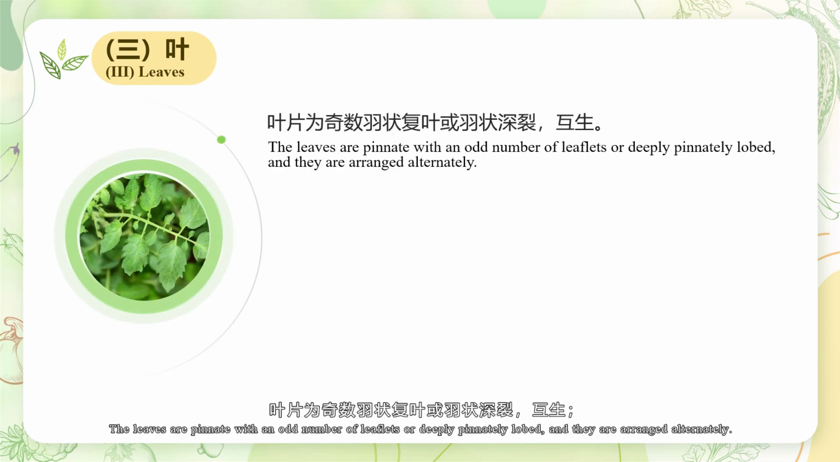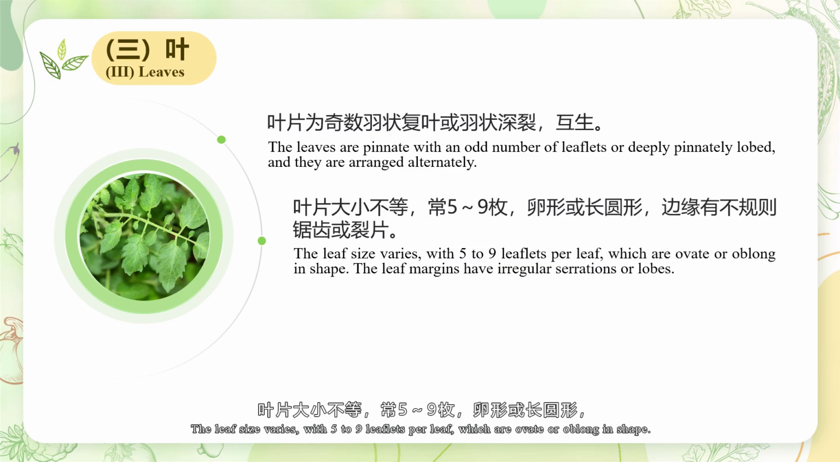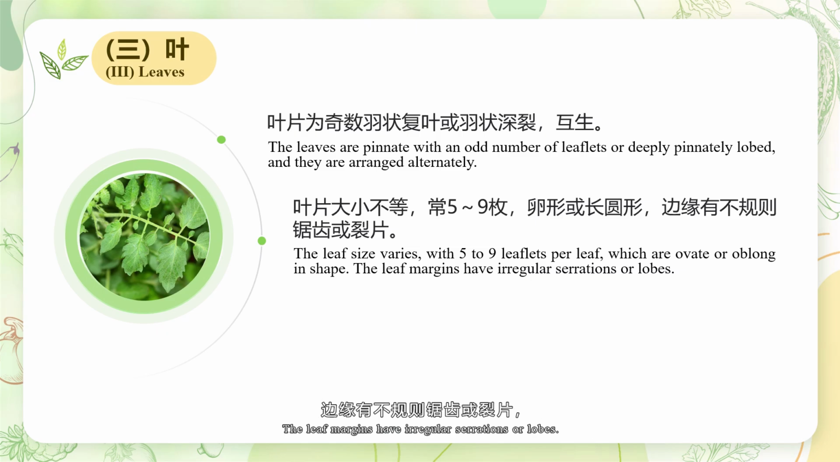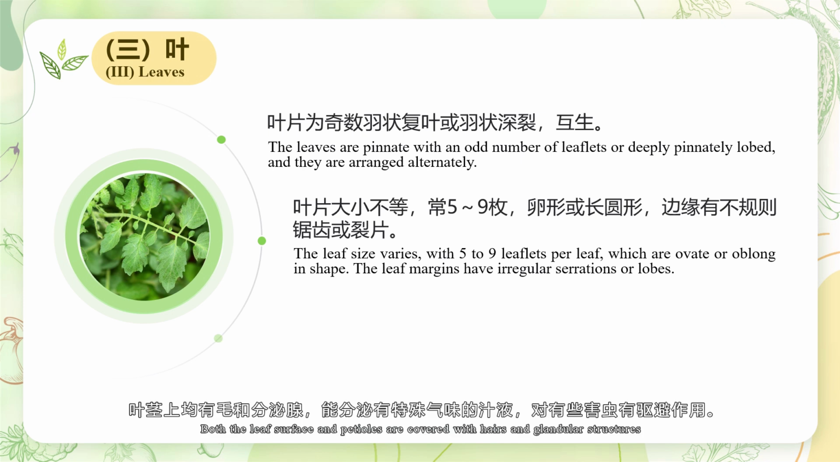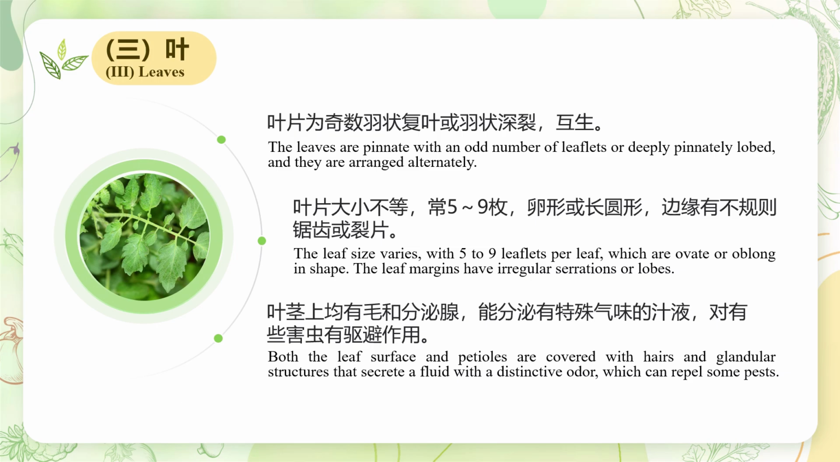3. Leaves. The leaves are pinnate with an odd number of leaflets or deeply pinnately lobed, and they are arranged alternately. The leaf size varies, with 5 to 9 leaflets per leaf, which are ovate or oblong in shape. The leaf margins have irregular serrations or lobes. Both the leaf surface and petioles are covered with hairs and glandular structures that secrete a fluid with a distinctive odor, which can repel some pests.